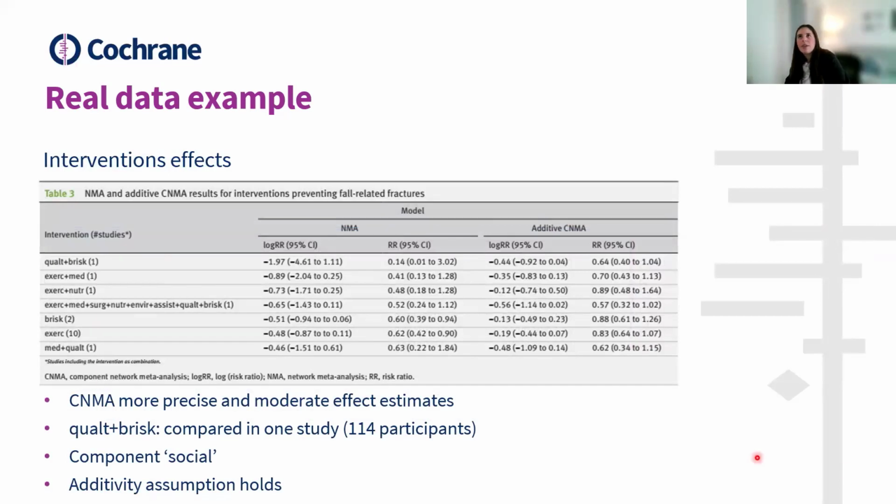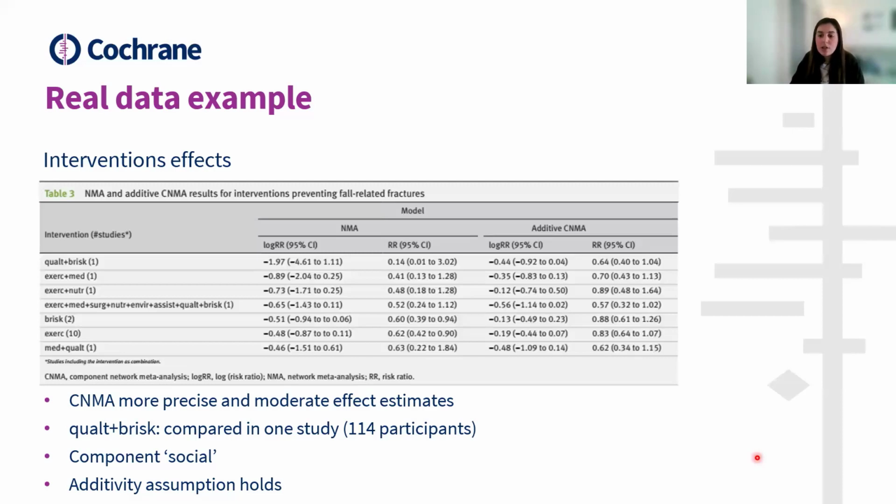I forgot to mention earlier that under the additive component network meta-analysis model, we assume that the effect of a combination of components equals the sum of the effects of the individual components. This is called the additivity assumption. The additivity assumption is a main assumption in component network meta-analysis, and we can test it. There are some tests for this, but only for connected networks. So the additivity assumption should hold to have valid results, and if it is biased, we may also have biased effect estimates.